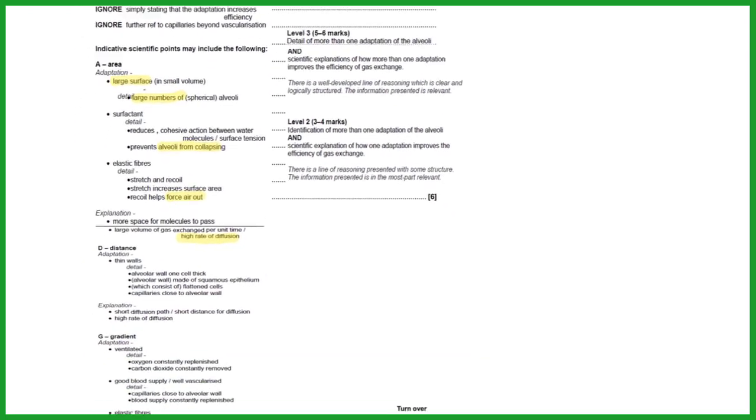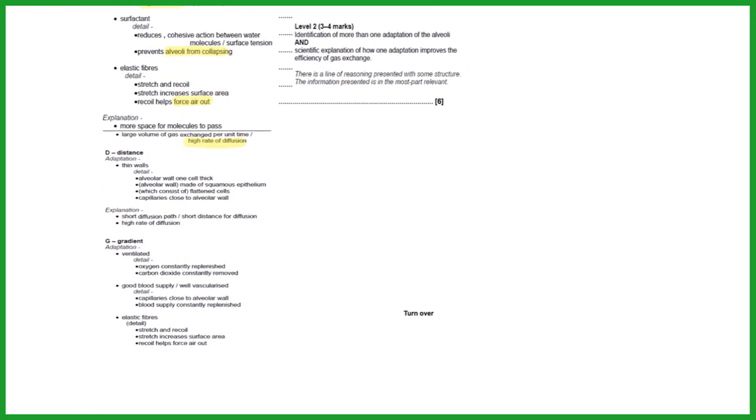Then other things you might want to think about would be that there are thin walls to the alveoli, because they are only 1 cell thick, that they're made of squamous epithelium, which is sort of flat. They're like floor tiles for cells, and those flattened cells mean that the capillaries are very close to the alveolar walls, therefore you have a short distance for diffusion, which gives you a high rate of diffusion, which makes it efficient.